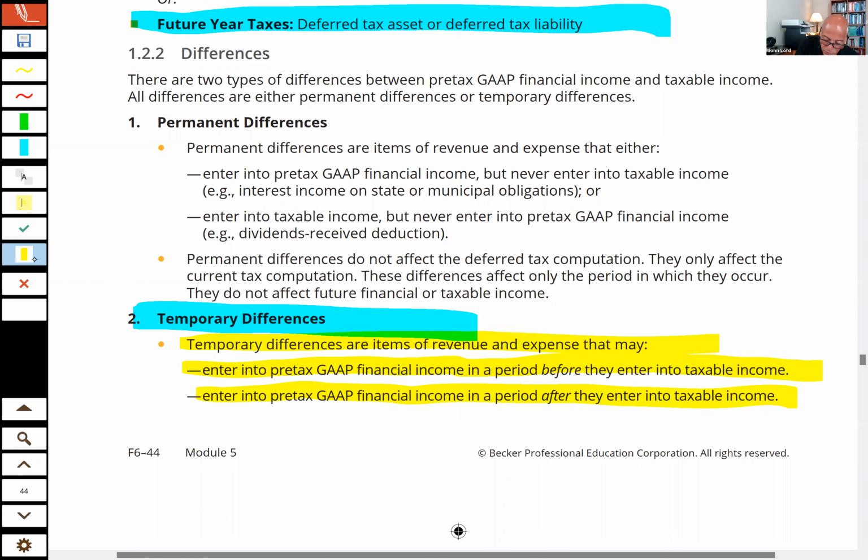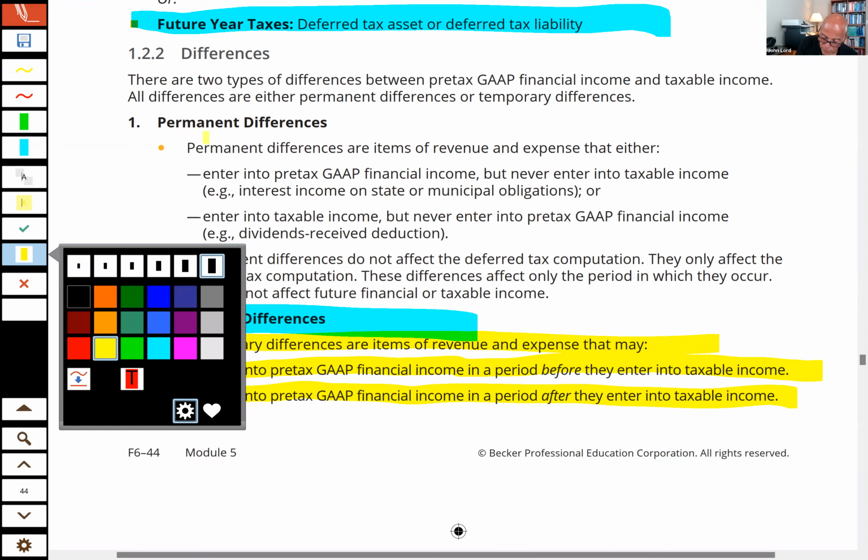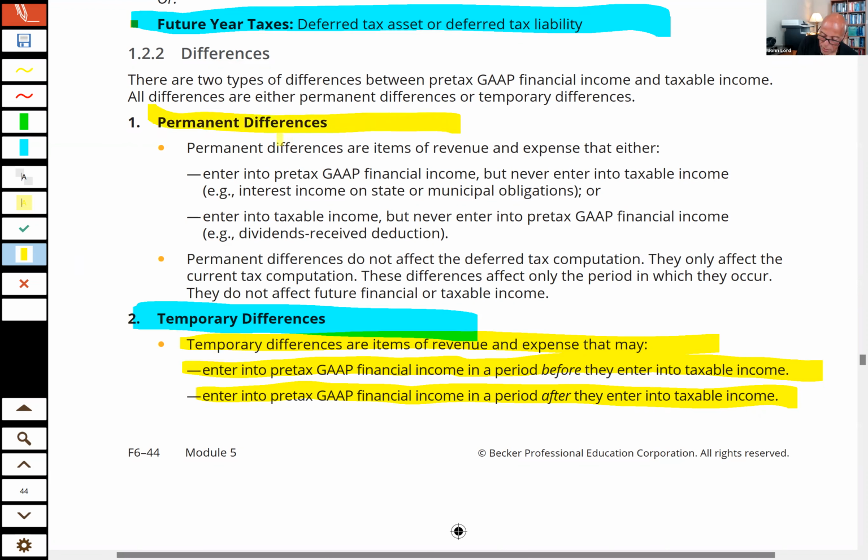Now, you come over and you take a look at permanent differences, okay? Permanent differences are things that will never reverse, obviously by the word permanent. And these are things that enter into GAAP income, but will never enter into taxable income. For example, interest on state and local bonds is never taxable at the federal level.